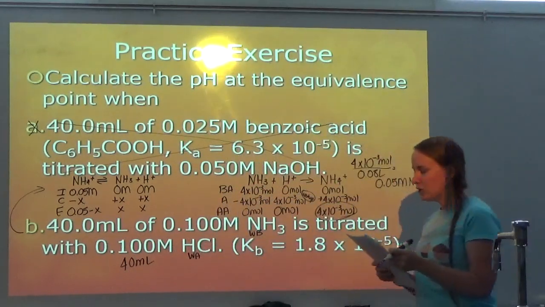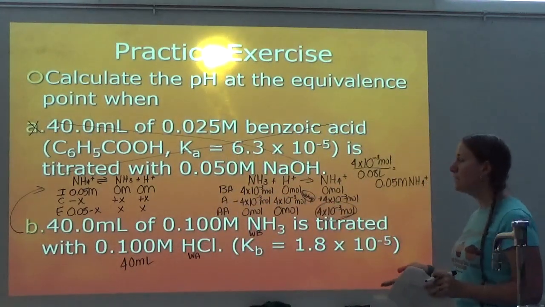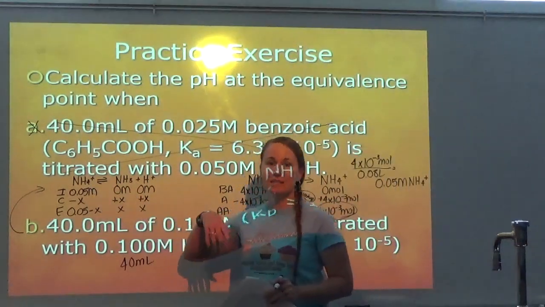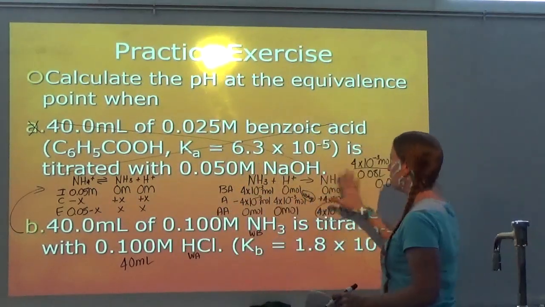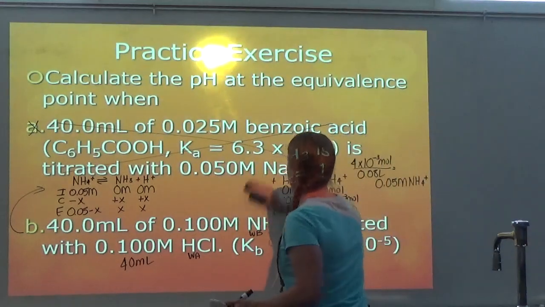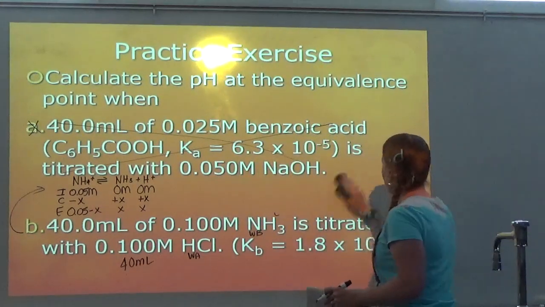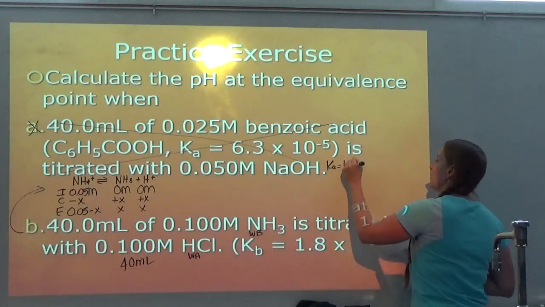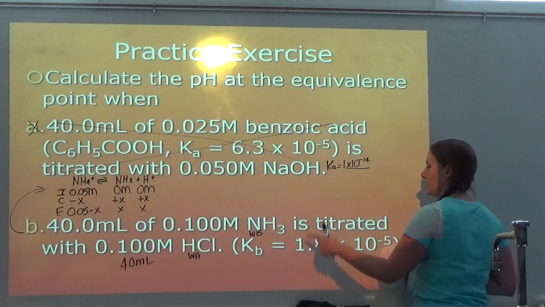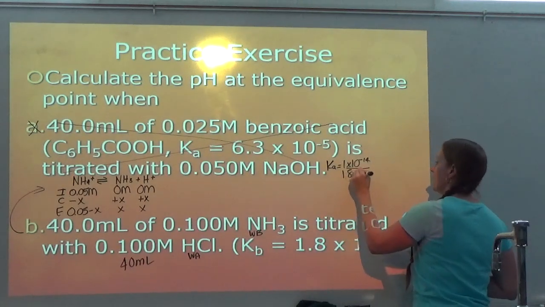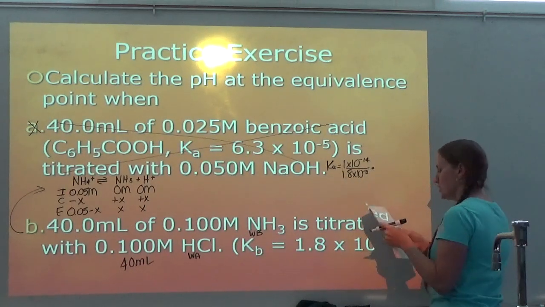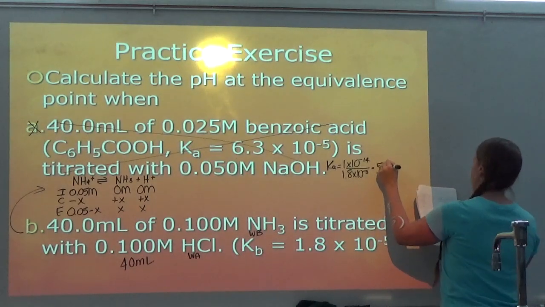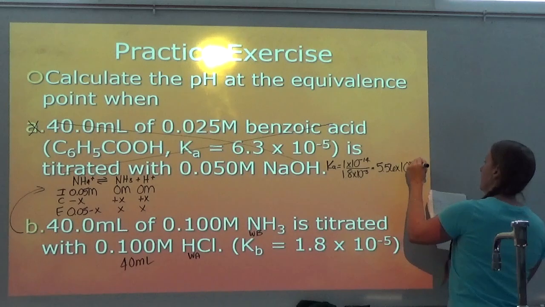All right, so I set up my chart. Now the problem is, they gave me Kb, but now I'm working with the conjugate acid, so I actually need Ka. So here I'm going to erase my BCA chart so that I can deal with that. Okay, so to get Ka, I just do 1 times 10 to the negative 14 divided by my Kb, 1.8 times 10 to the negative 5. So for Ka, I ended up getting 5.56 times 10 to the negative 10.